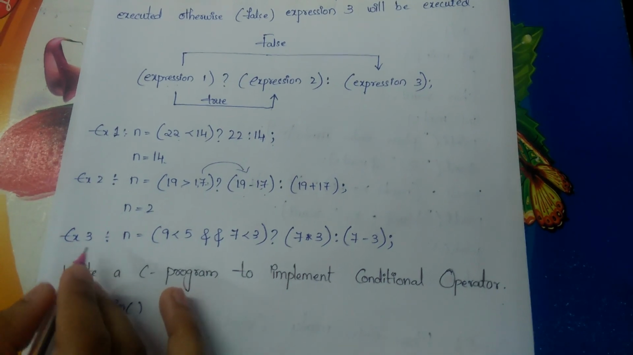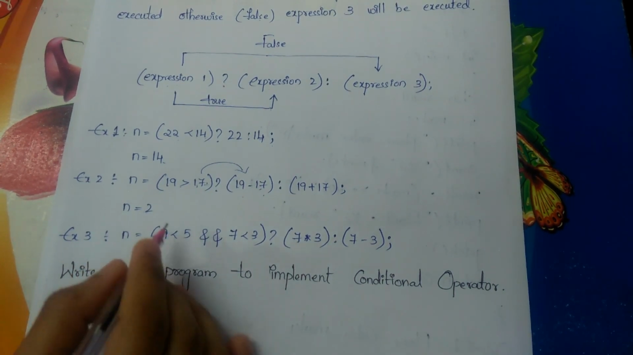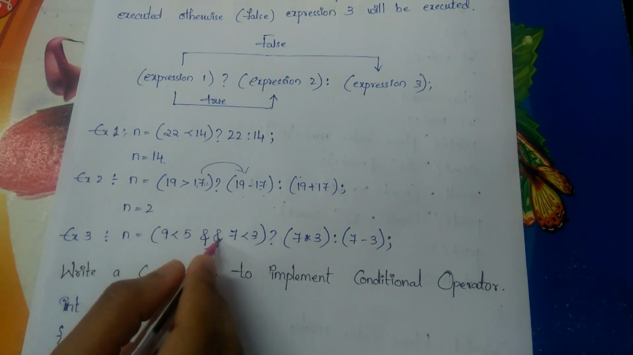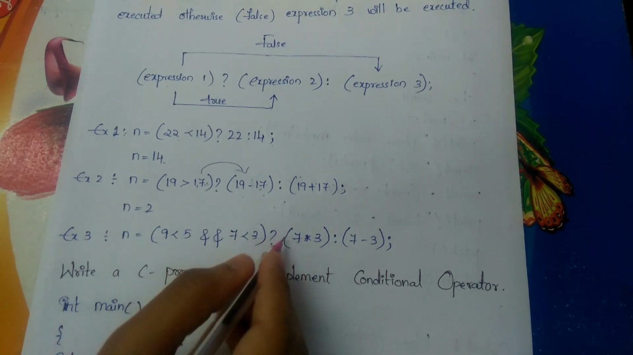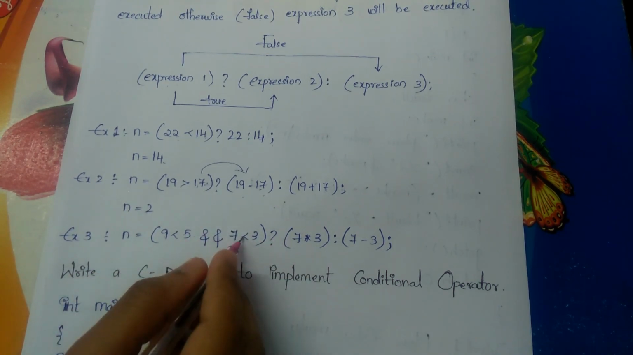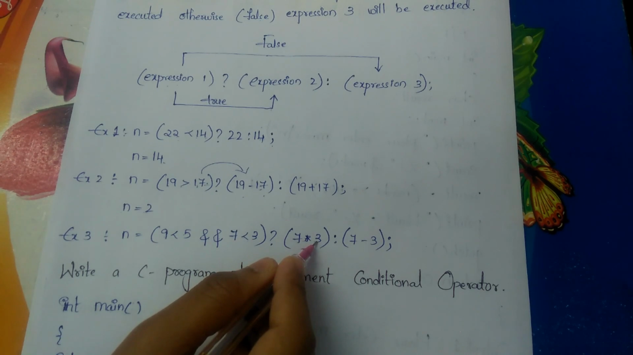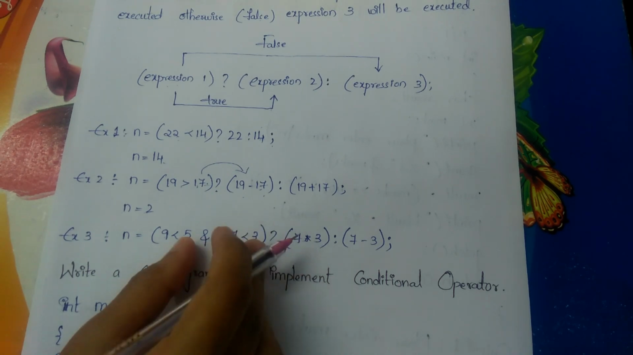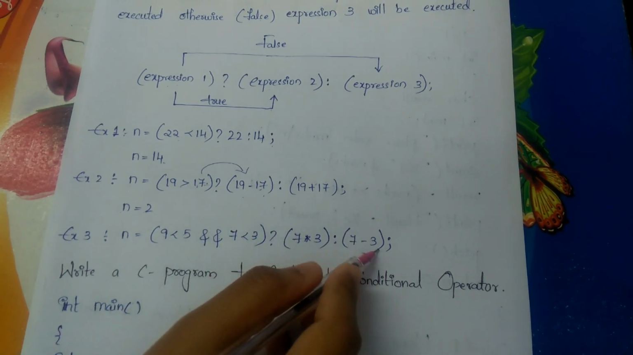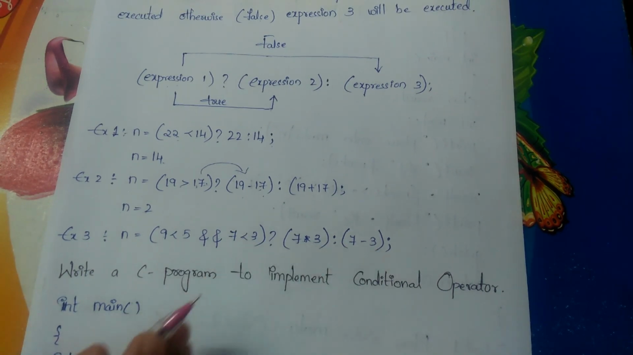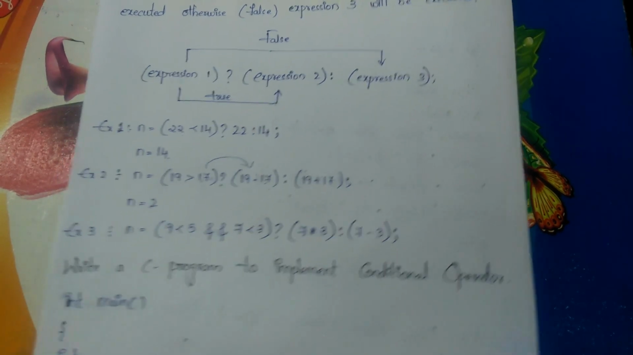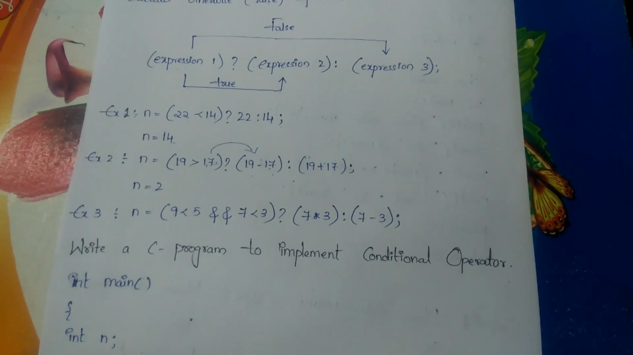In the next example 3, n = 9 < 5 && 7 < 3. If this statement is true, then 7 * 3 will be executed. If this statement is false, then 7 - 3 will be executed. Now let's see the C program to implement the conditional operator.